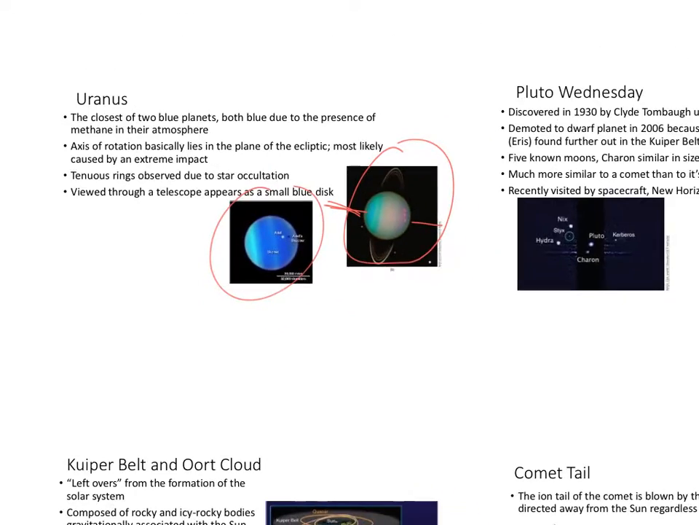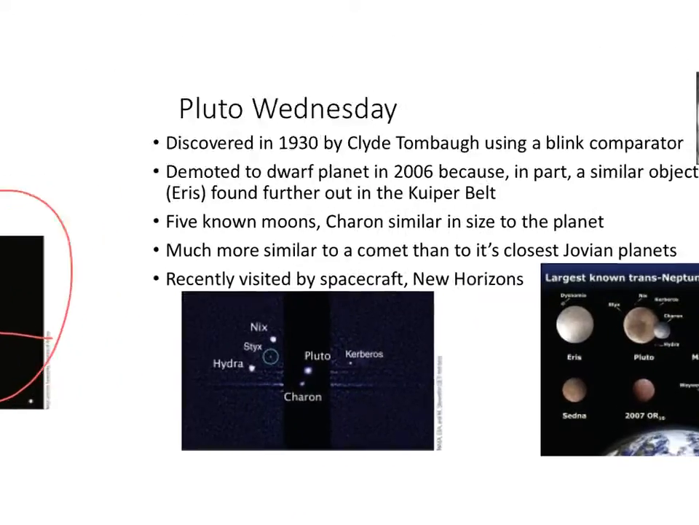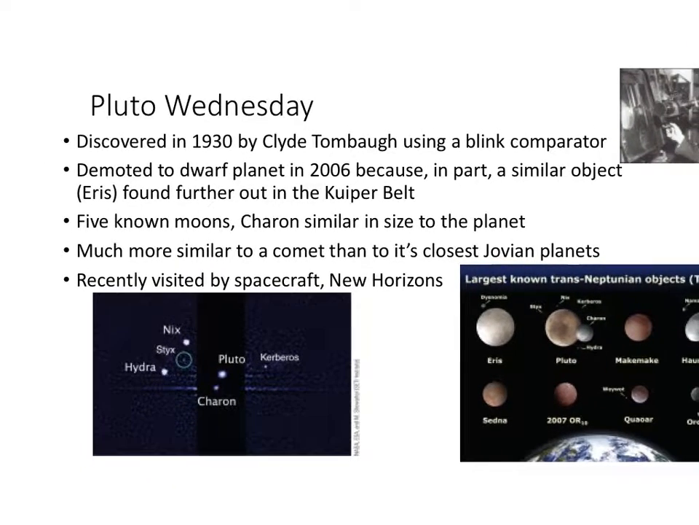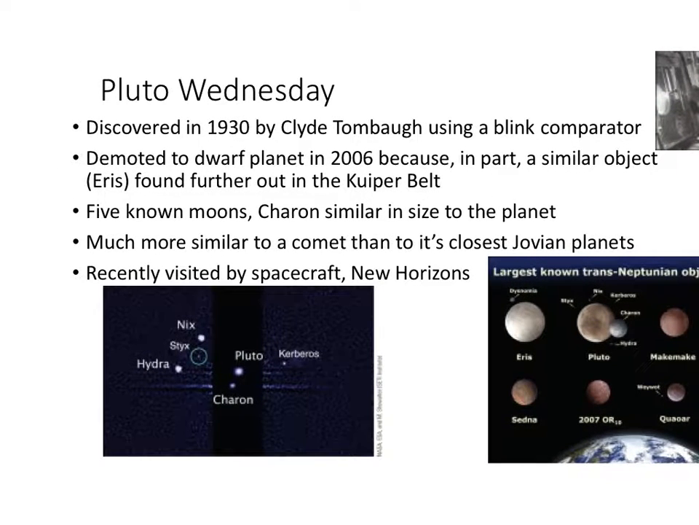What generally is Pluto like? And of course, Pluto is no longer a planet. Pluto is a dwarf planet. And Pluto is much more similar to, let's see if I have a comet. That's what I was looking for. Pluto is like a comet. And what is a comet? A comet is rock and ice. That's what Pluto's like. Gotta love it.